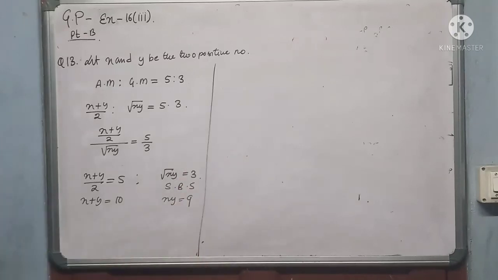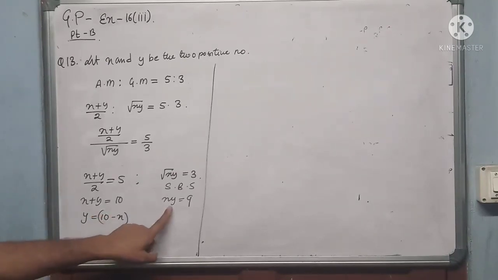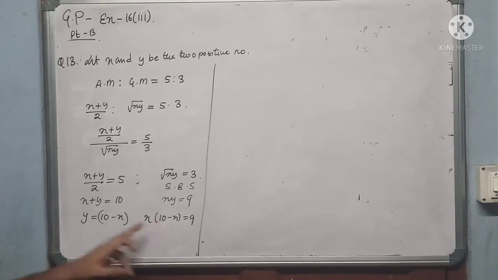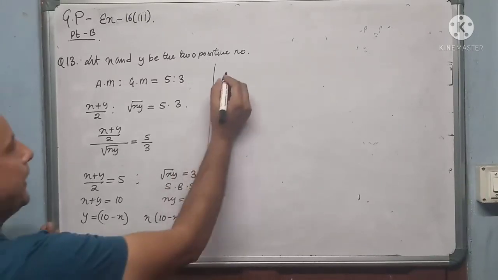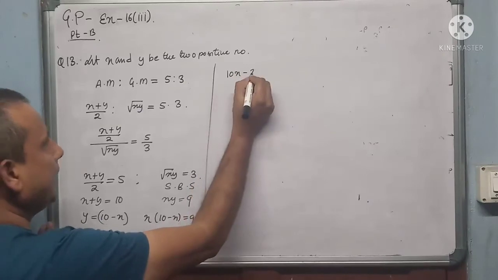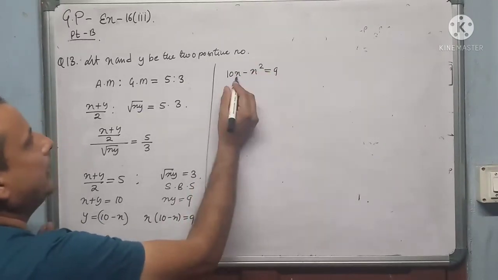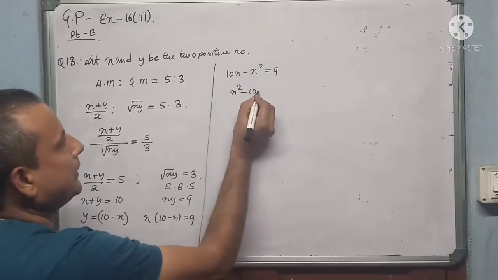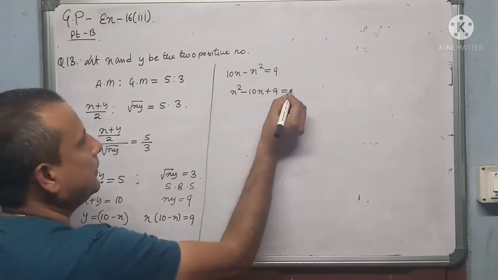Now I'll calculate the value of y from this. y is equal to 10 minus x. Now I'll substitute the value of y over here: x into (10 minus x) equals 9. First I'll calculate the value of x. Open this bracket, it will be 10x minus x square equals 9. Now these two quantities I'll bring from the left hand side to the right hand side: x square minus 10x plus 9 equals 0.